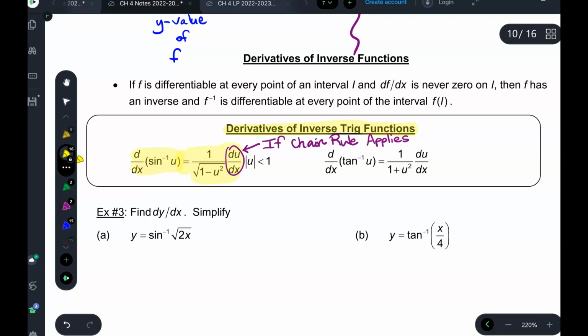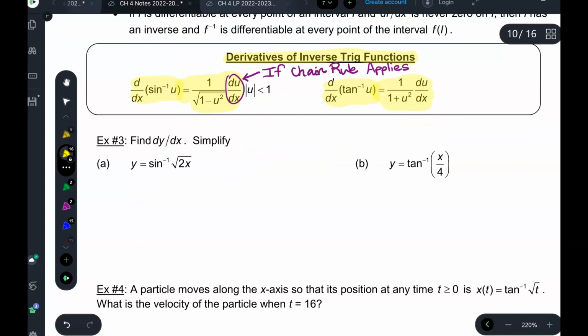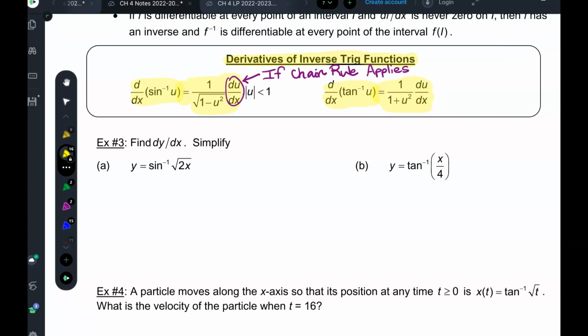Okay. The derivative of tangent inverse is 1 over 1 plus u squared, times du dx. Again, that du dx just represents if the chain rule applies. Okay. All right, we got this.